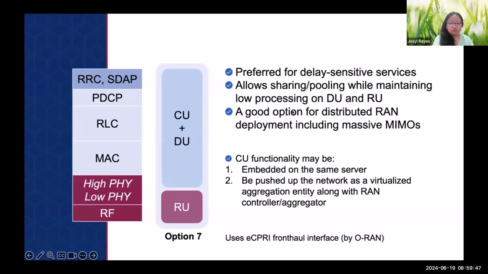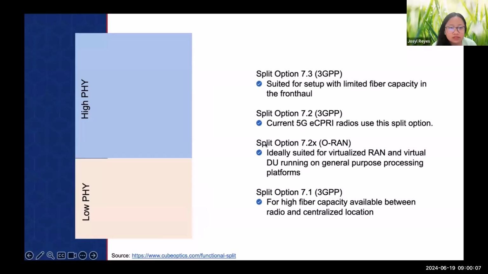Yan. And then we have option 7. Option 7 uses eCPRI front hall interface. So yung CPRI means Common Public Radio Interface. Ayan. This is a good option for distributed RAN, including massive MIMO. Then, this one is option 7. Pero as I mentioned earlier, option 7, mas marami pang sub-options. Kasi there are other use cases for this. But essentially, in option 7, nahati yung ating physical layer into two parts pa, the low and high physical or hi-fi.